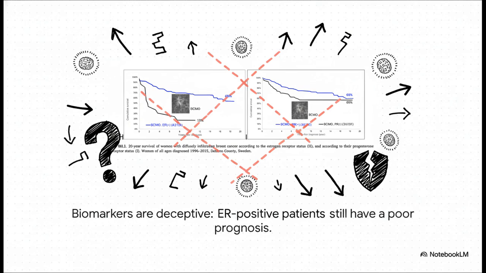And this brings us right back to those deceptive biomarkers. In most breast cancers, being estrogen receptor positive is a good sign, but not here. Look at the graph on the left. Even ER-positive patients have a poor 20-year survival of just 68%. The markers we rely on to guide treatment and predict outcomes are simply not reliable for this type of cancer.